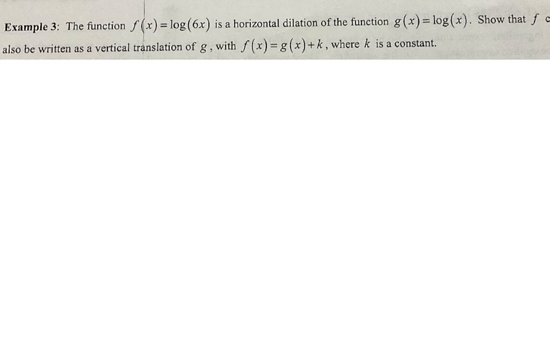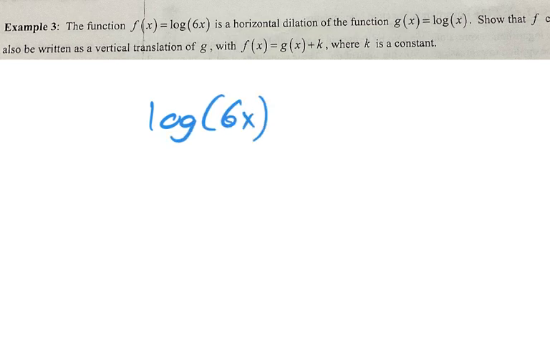But the parent function here is g of x equals log of x. Show that f could be written as a vertical translation of g. So I'm wanting to change the form so it's no longer looking like a horizontal dilation, but looks like g of x plus k. So what is g of x? It tells me here g of x equals log of x. So I need to take this form and rewrite it where it will say log of x. Essentially all those rules that we did yesterday, it's what you're going to work on right here.